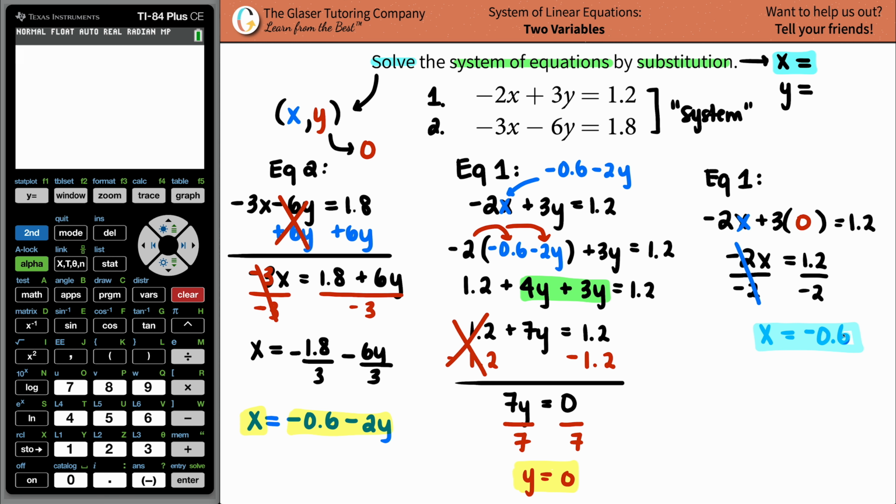And I think we just solved it. What do you think? So this guy is negative 0.6. So if I had to write the ordered pair together, x comma y, negative 0.6 comma 0. So this is like an x-intercept. Yay! Okay? And that is the final answer. I don't like how... Oh no, now it's going to shift. Okay, there we go.